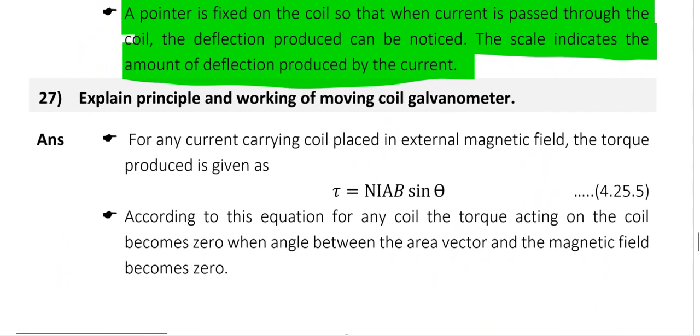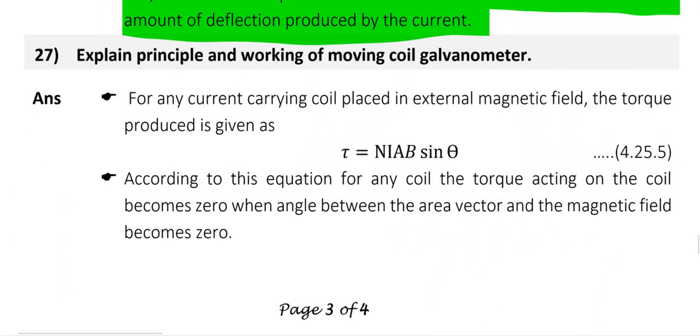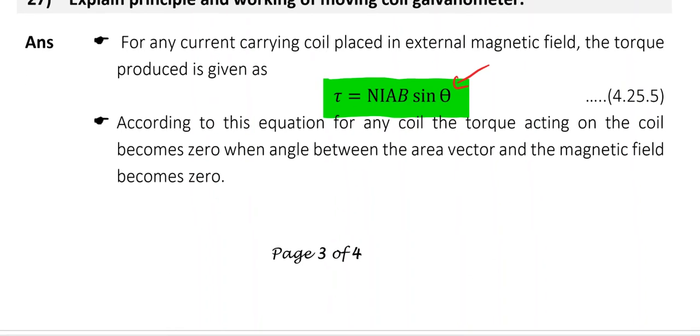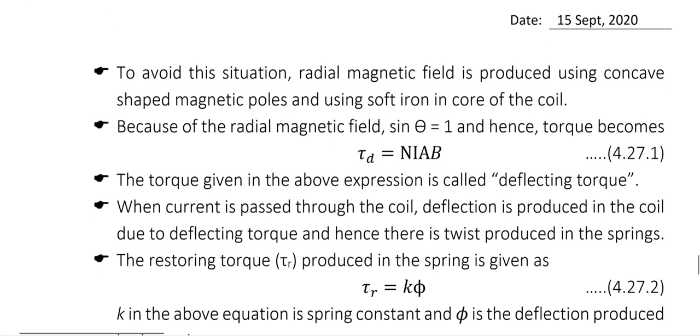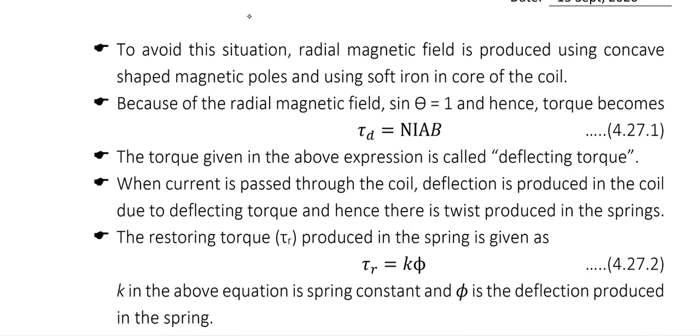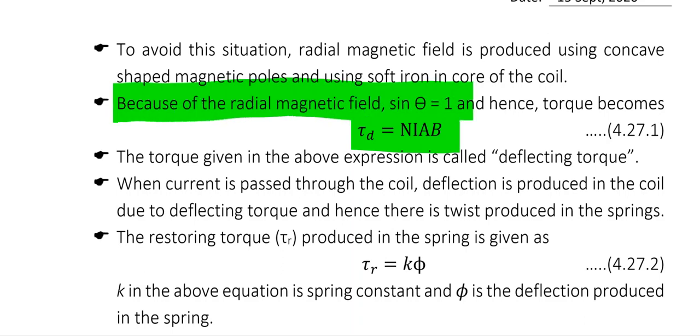Now let us look at the mathematical part, principle and working. So as explained earlier, torque on the coil is given as NIAB sine theta. But to make it independent of this quantity, theta, we use concave shaped magnetic poles and we use soft iron core. And then what we achieve is this NIAB. Because of the radial magnetic field, sin theta is always 0 and torque becomes NIAB.